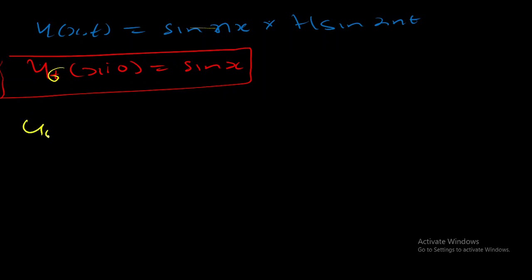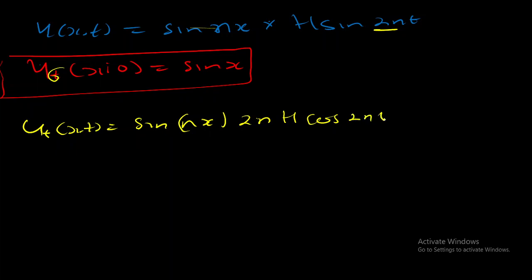So u_t of x,t is going to be equal to what? Please forgive my pen. My pen is dead. When I have sine of nx, and then if you take the derivative of this, you're going to end up with 2n h, and then cos of 2nt, and then you're going to equate it to what? You're going to equate it to sine x, right? You're going to equate it to sine x.